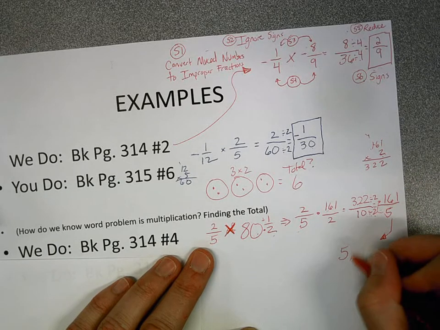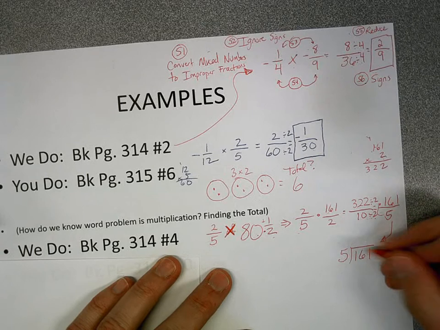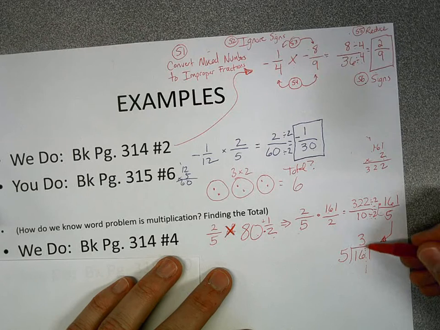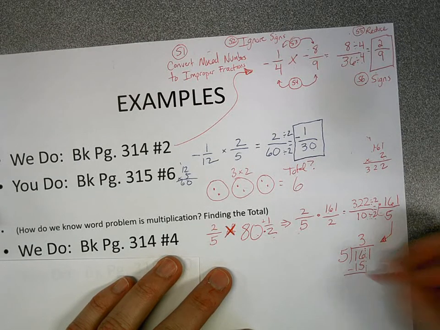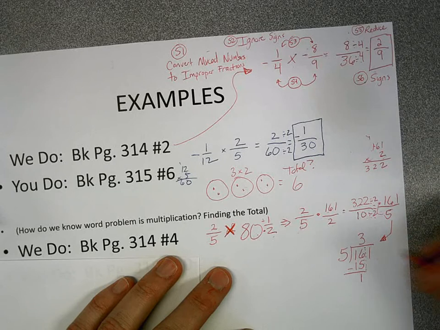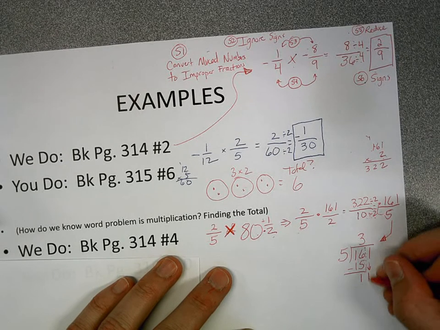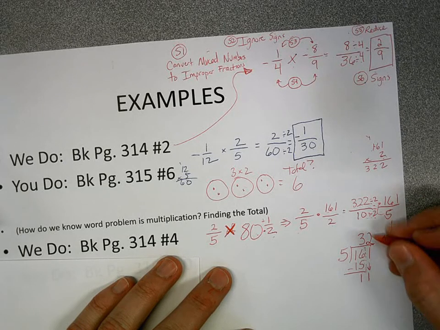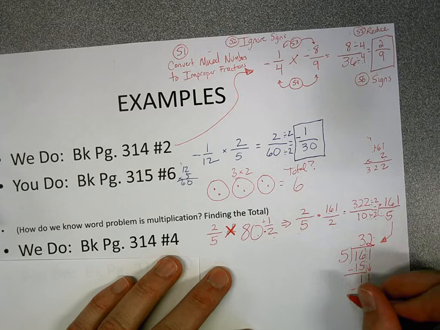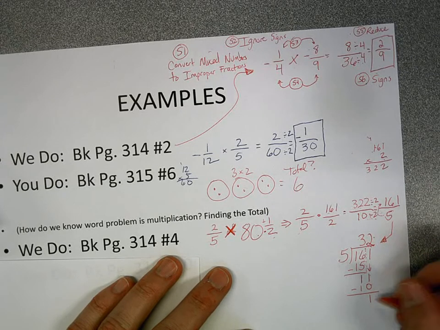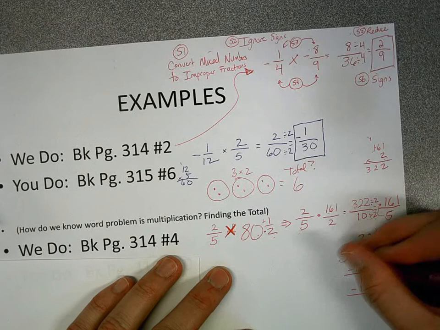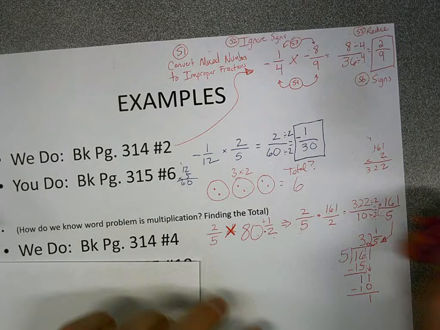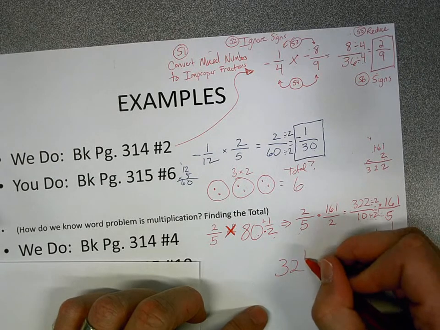So 5, remember, bottom into top, into 161. So 5 doesn't go into 1, but it does go into 16. It goes 3 times. Remember, put the 3 over the 6 there. 3 times 5 is 15. Subtract 16 minus 15 is 1. I bring this 1 down. 5 goes into 11 without going over 2 times. I put the 2 over that 1 that I brought down. So 2 times 5 is 10. Subtract 1 minus 0 is 1. Remember, the remainder is our numerator. And then the denominator stays the same. It's a 5. And in this particular case, word problem, don't forget your units, 32 and 1/5.